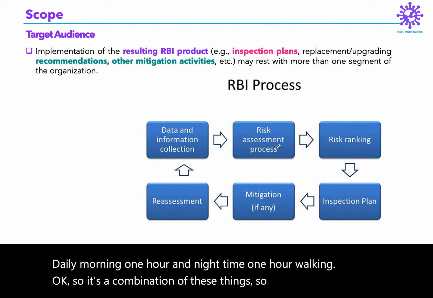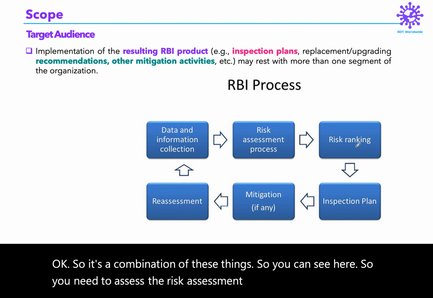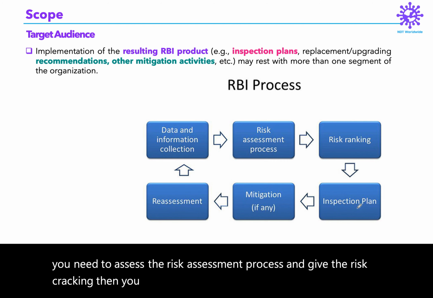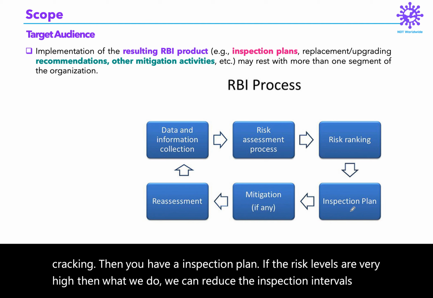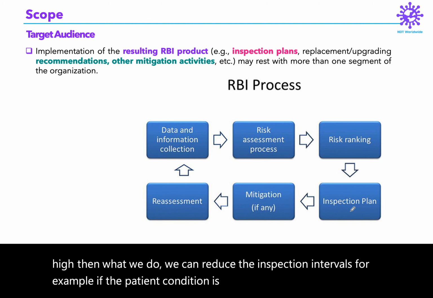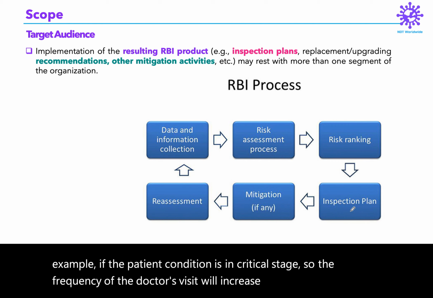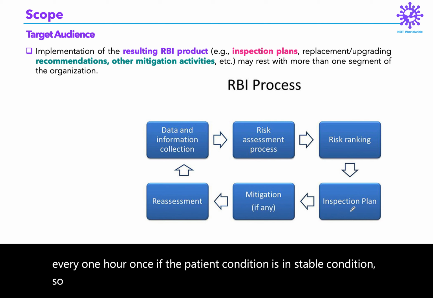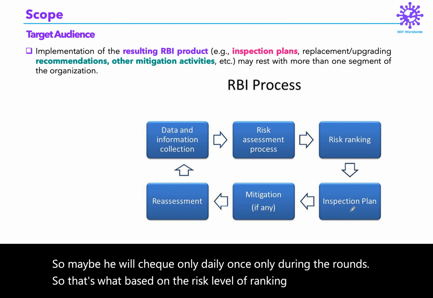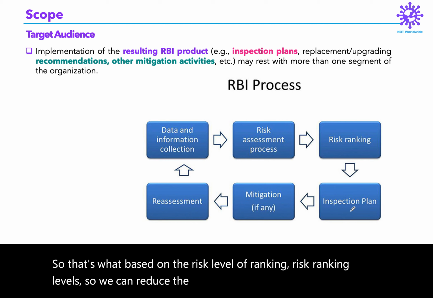So you can see here, you need to go through the risk assessment process and give the risk ranking. Then you have an inspection plan. If the risk levels are very high, then what we do, we can reduce the inspection intervals. For example, if the patient condition is in critical stage, the frequency of the doctor's visit will increase. The doctor will check every 1 hour once. If the patient is in stable condition, maybe he will check only daily once, only during the rounds. So based on the risk ranking level, we can reduce the inspection intervals.